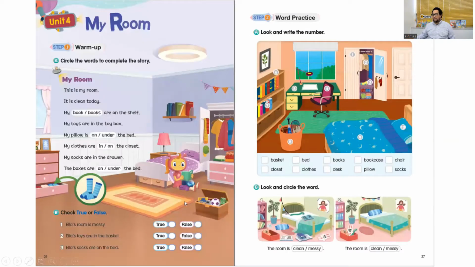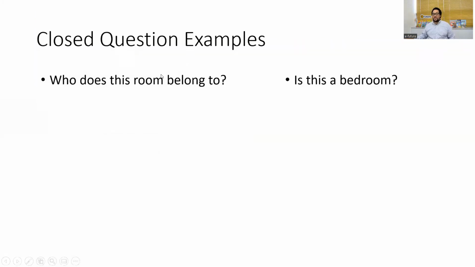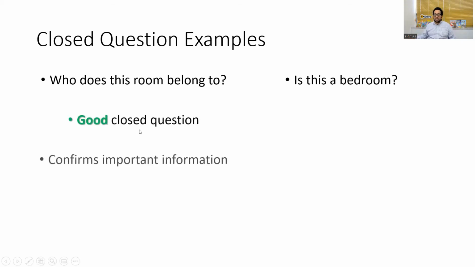If you're familiar with the future characters from my first reading, this is Ella. So when students are answering this question, they're going to have maybe one or two possible answers. They're going to say, oh, it belongs to Ella, or it belongs to the girl, something like that. This is a good closed question because it confirms important information. We're checking that they know some very simple things. So closed questions are great for confirming that they understand things.